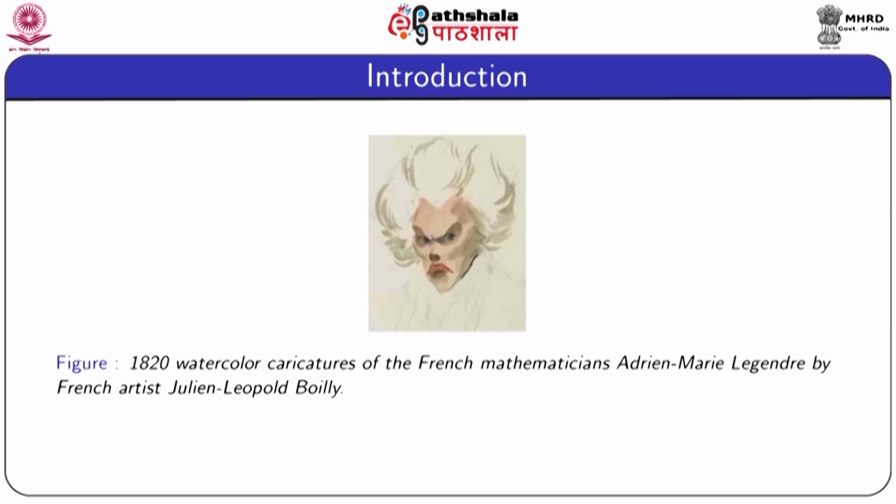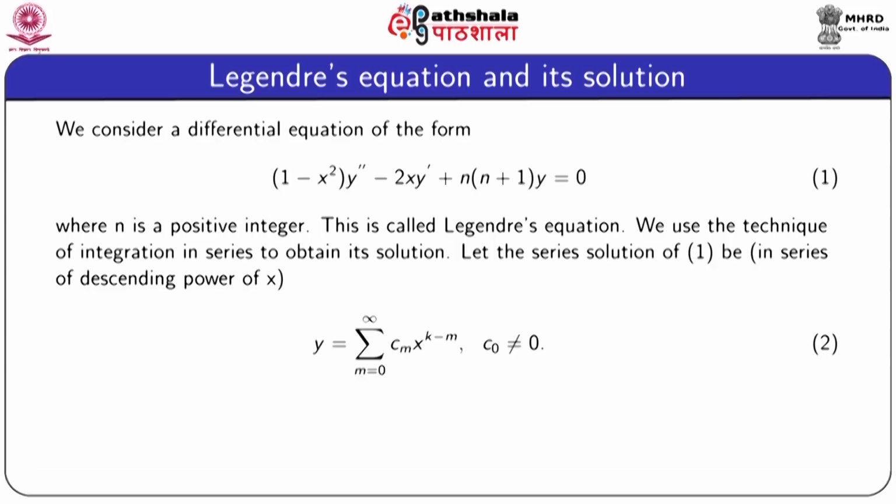We now look into Legendre's equation and derive its solution. The equation which you see, (1 minus x squared) y double dash, which is d2y/dx squared, minus 2x dy/dx plus n(n plus 1) y equal to 0, where n is a positive integer. This equation is called Legendre's equation. We will now obtain a solution of this Legendre's equation.